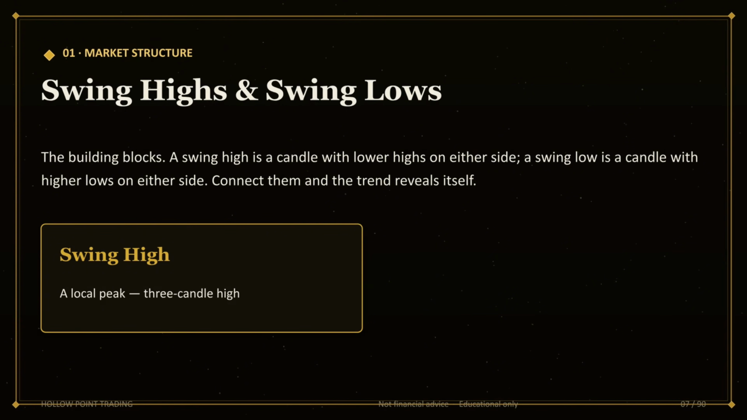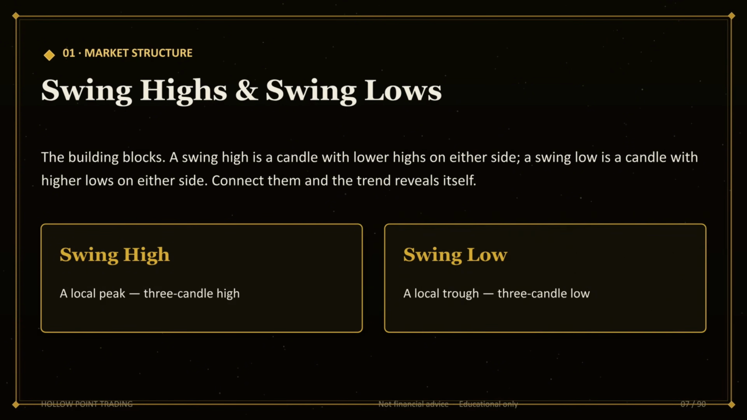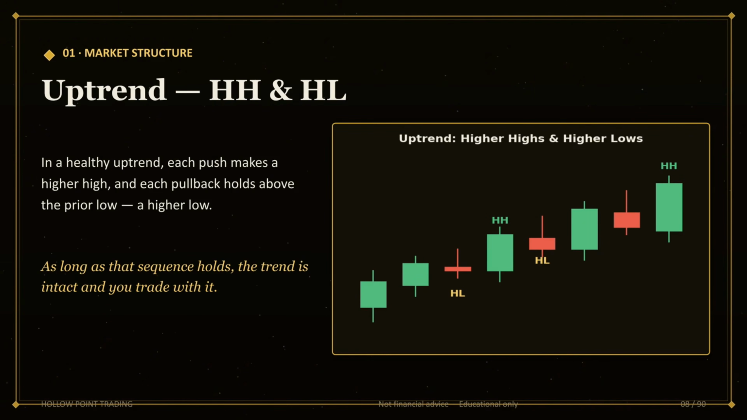A swing high is a peak between lower highs, and a swing low is a trough between higher lows. Connecting these points reveals the trend. In an uptrend, price creates higher highs and higher lows. As long as this sequence remains intact, the trend is considered healthy and reliable for trading.